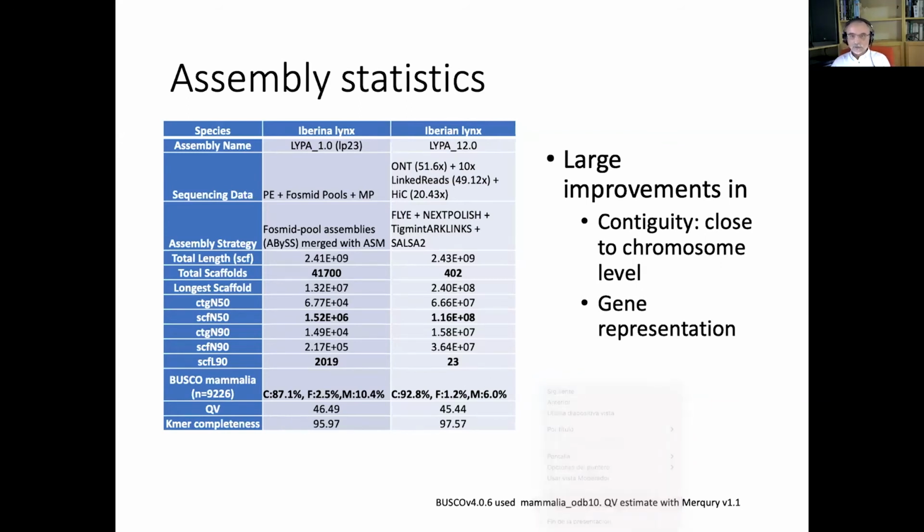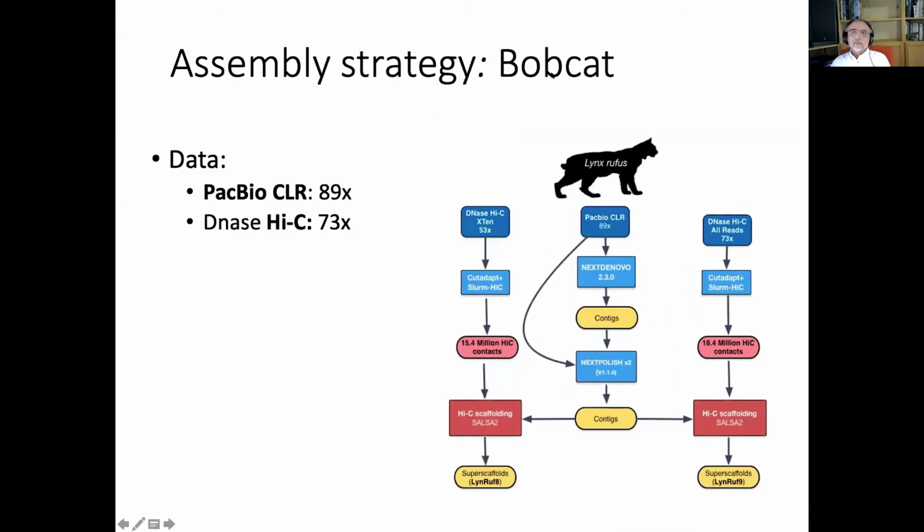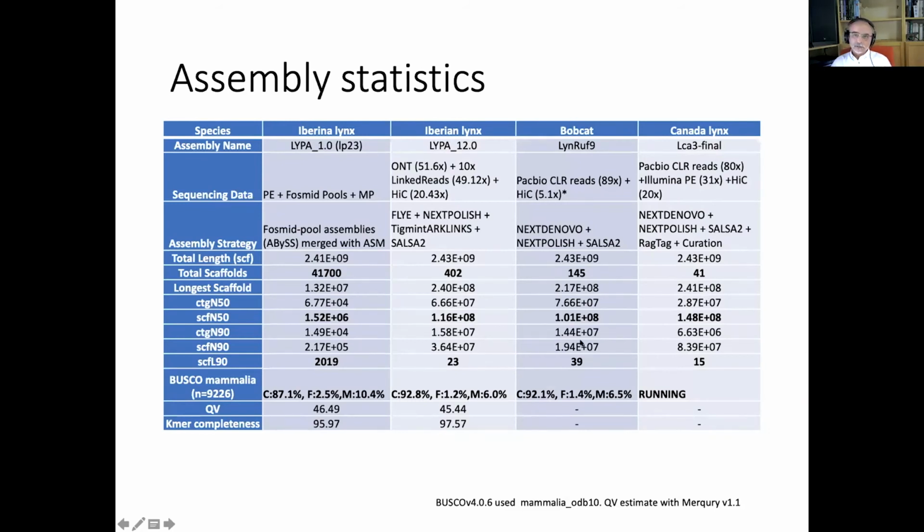We are also generating data for the Bobcat that they are working on in order to assemble. In this case, the data is PacBio and Hi-C only. Preliminary results show that it's certainly a good quality genome, although it still needs some polishing and improvement. And on the other hand, we have the Canada lynx that was assembled by our colleagues at Texas A&M. And again, it was also PacBio and Hi-C based. And this one is really close to chromosome level.